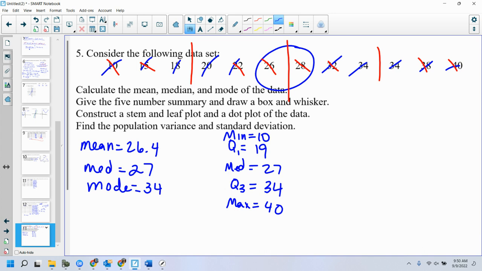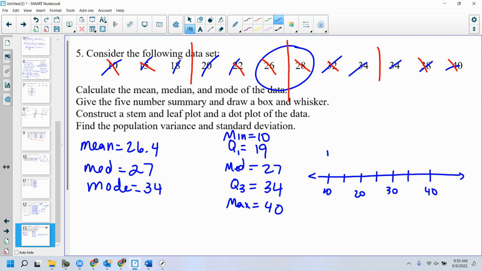Now remember that when you draw a box and whisker plot, you got to put it on a number line underneath it. So if my number line stretches from 10 to 40, I don't care how you do your scale. Let's go by 5s: 10, 15, 20, 25, 30, 35, 40. Sure, 10, 20, 30, 40.